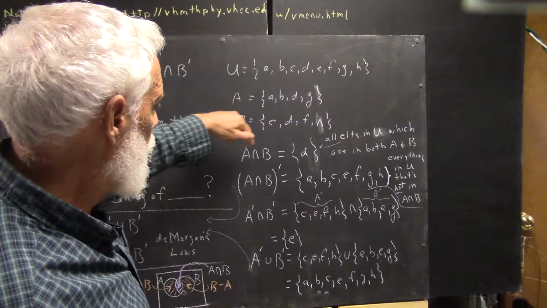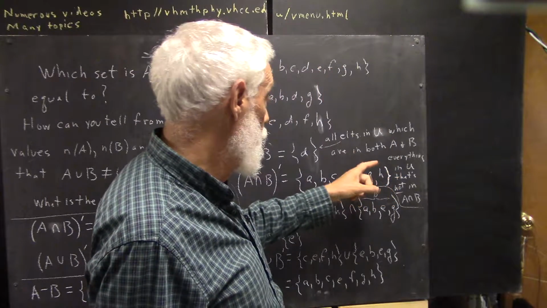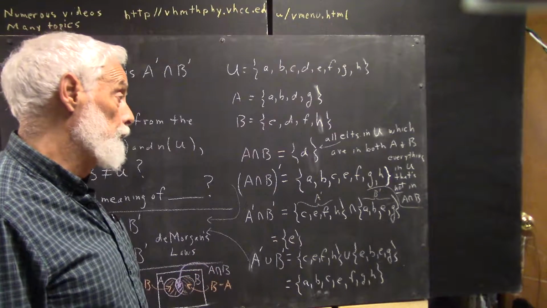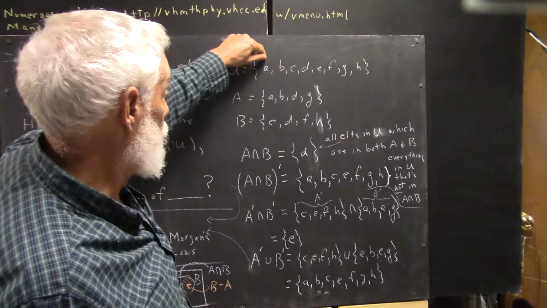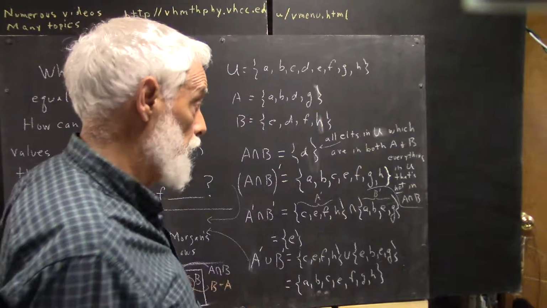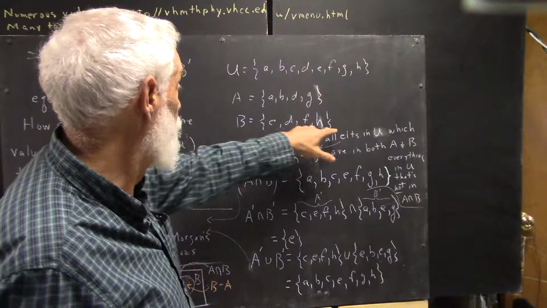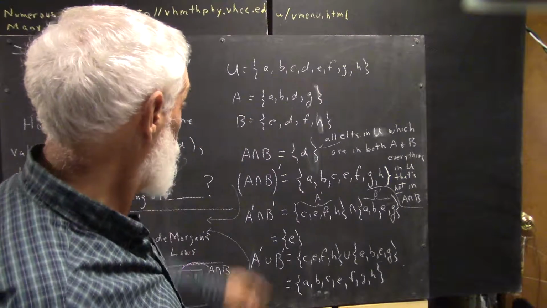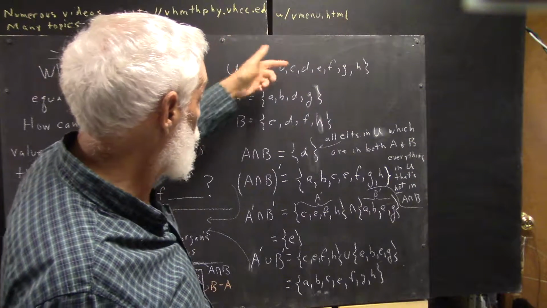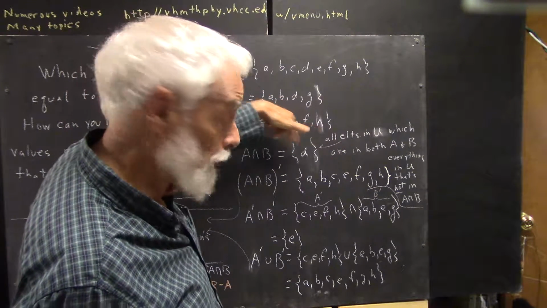We want to find the set A intersection B. Well, the intersection is all the elements in the universal set which are in both A and B. So we could go through the universal set. Let's see. A's in the universal set. Is it in both A and B? Well, it's not in B, so it's not in the intersection. What about B? Well, it's not in set B, so it's not in the intersection. What about C? Well, it's not in set A, so it's not in the intersection. What about D? Well, there it is in set A, there it is in set B. Oh, okay, so it goes into the intersection.